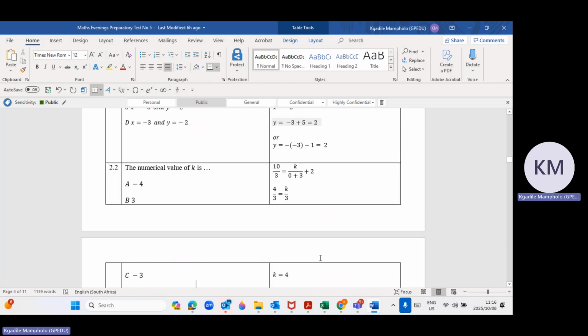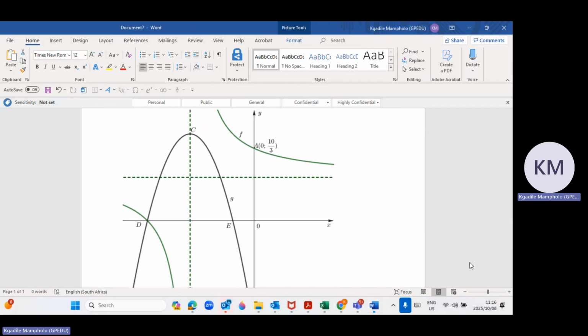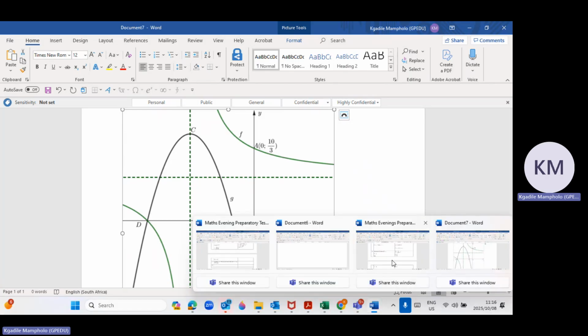2.2, find the numerical value of k. Now, I put this on a separate sheet so that we enlarge it and you can see. So f passes through... Remember, if you are given unknowns in an equation, you look at the graph and check the values that you know for that graph. In this case, the hyperbola passes through (0; 10/3) and also passes through D. You can't use D because for now we don't know what D is. You'll use this point because it's where the hyperbola is passing.